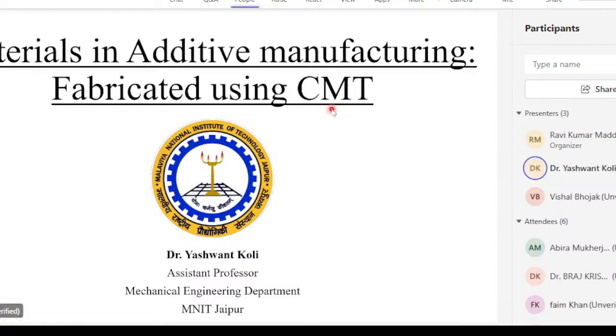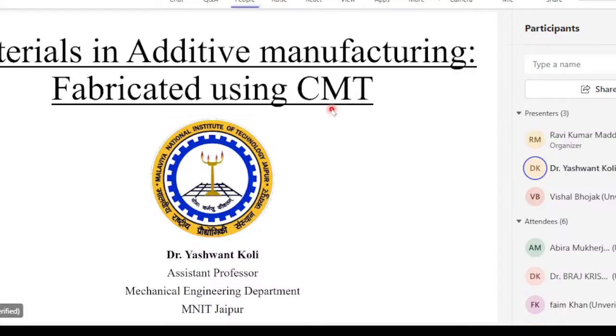So good morning, everyone. I'll be speaking about a fascinating and rapidly evolving field, that is additive manufacturing using the cold metal transfer welding process, or you can say CMT WAM. WAM means wire arc additive manufacturing. So we'll be discussing these things. Additive manufacturing, often referred to as 3D printing, is a manufacturing process, especially for metals. There are seven families of additive manufacturing, but our study is dedicated to directed energy deposition.